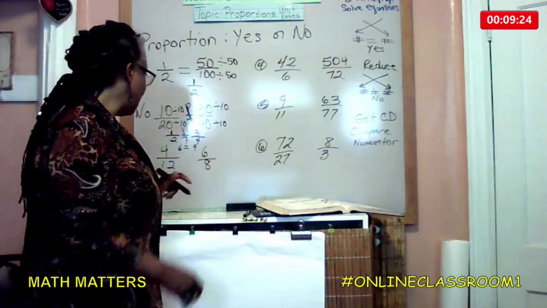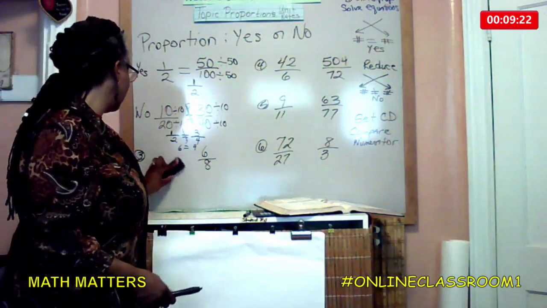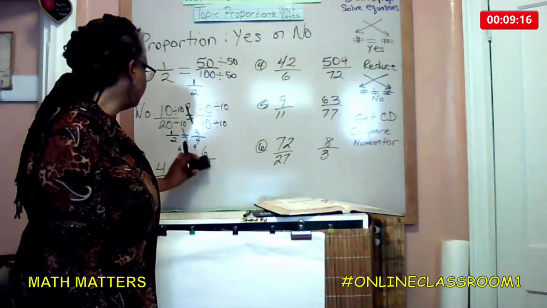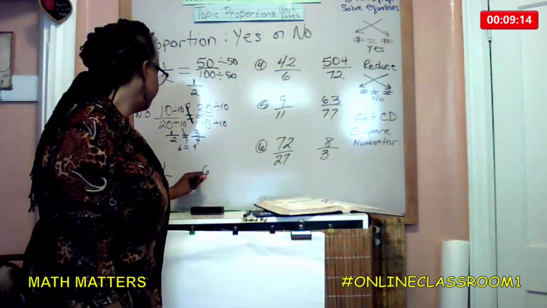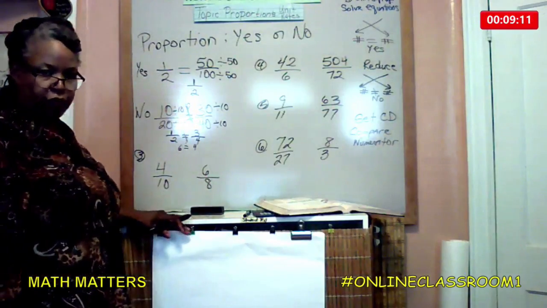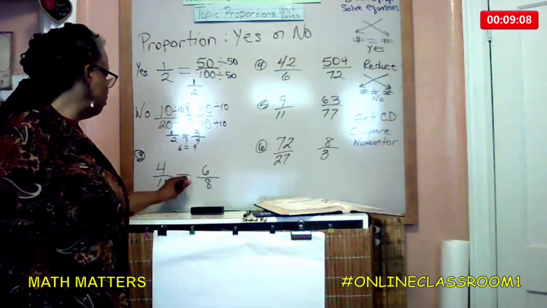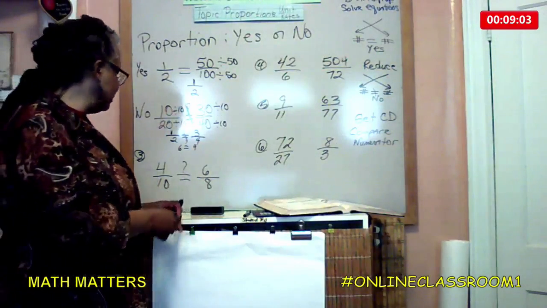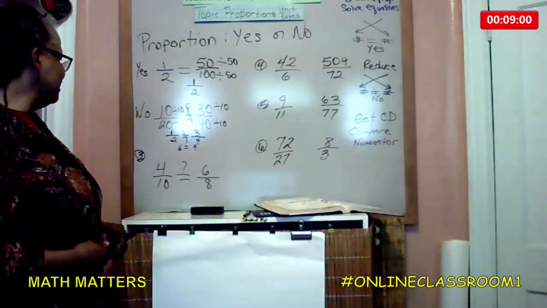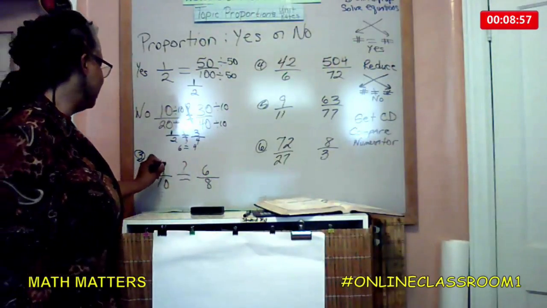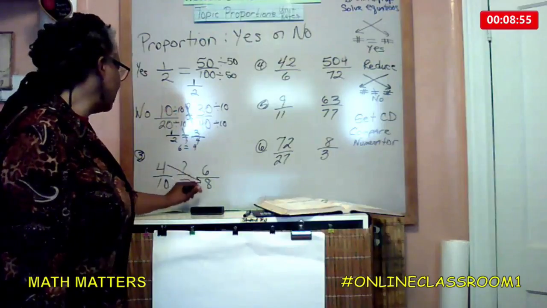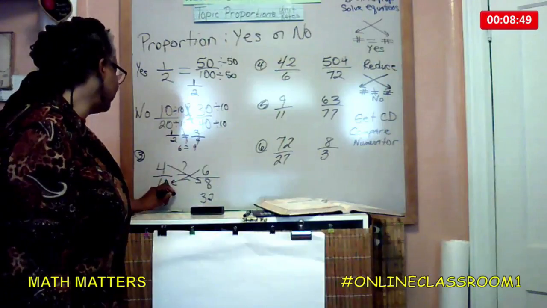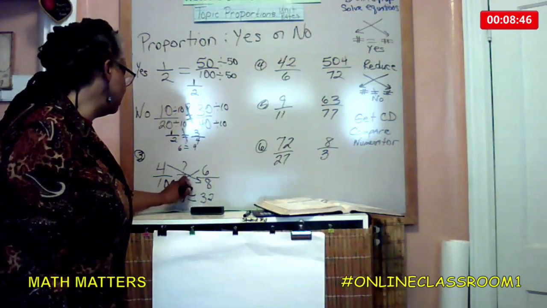Number 3, I have here 4/12, and I'm going to move it down so we can have more room. 4/12 compared to 6/8. Are they proportional? Are they equal? That's the question. Well, how would I solve this one? It's not too bad to cross multiply and see to get a quick answer. 4 times 8 is 32, and 6 times 10 is 60. The answer is no.